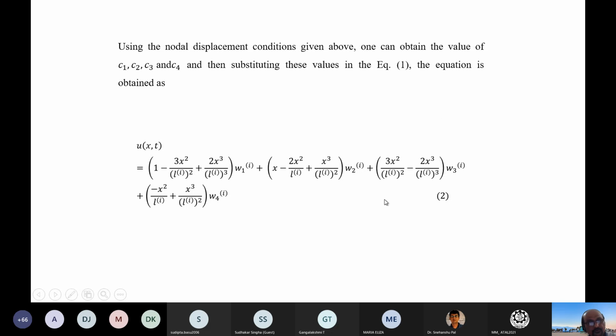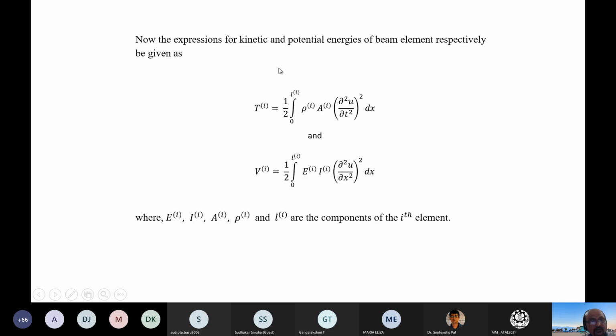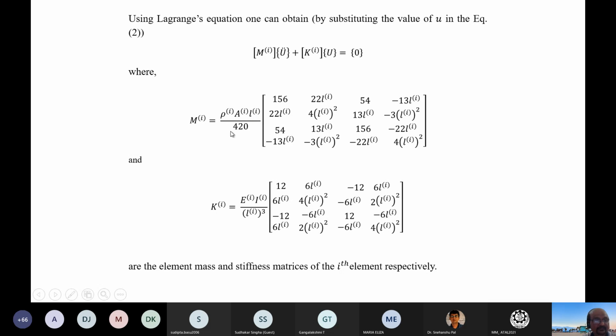Okay, so I'm not going into these details. For the kinetic and potential energies we need to use these, and finally we get the mass and stiffness matrix. So you see M_i u double dot plus K_i u is equal to 0, where M_i is defined by rho_i A_i L_i by 420 times this square matrix, and K_i is the stiffness matrix. These are for the different i-th elements.